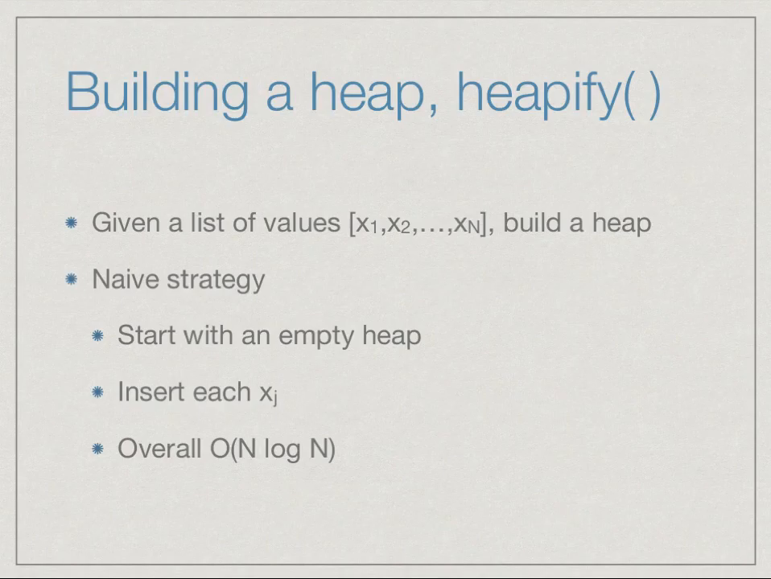How do we build a heap? A naive way to build a heap is just to take a list of values and insert them one by one using the heap insert operation into the heap. So we start with an empty heap. We insert x1, creating a new heap containing x1. We insert x2, creating a heap of x1, x2, and so on. Each operation takes log n time. Of course, n will be growing, but it doesn't matter if we take the final n as an upper bound. We do n inserts each log n, and we can build this heap in order n log n time.